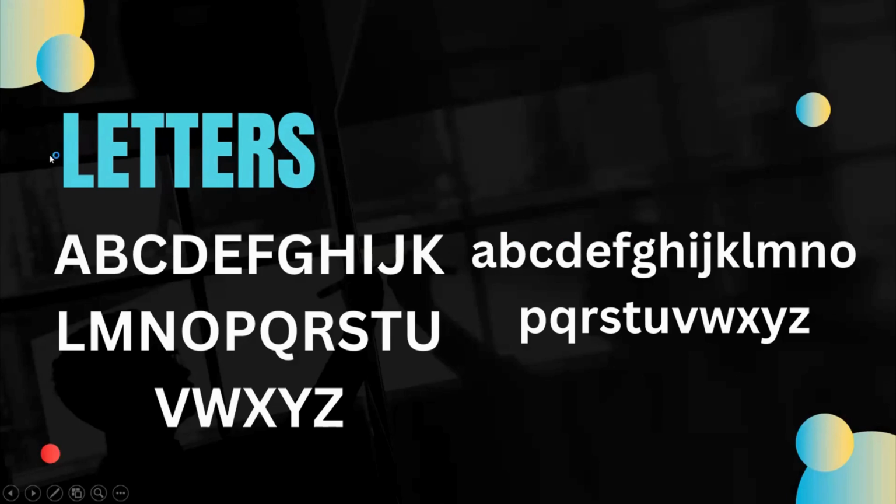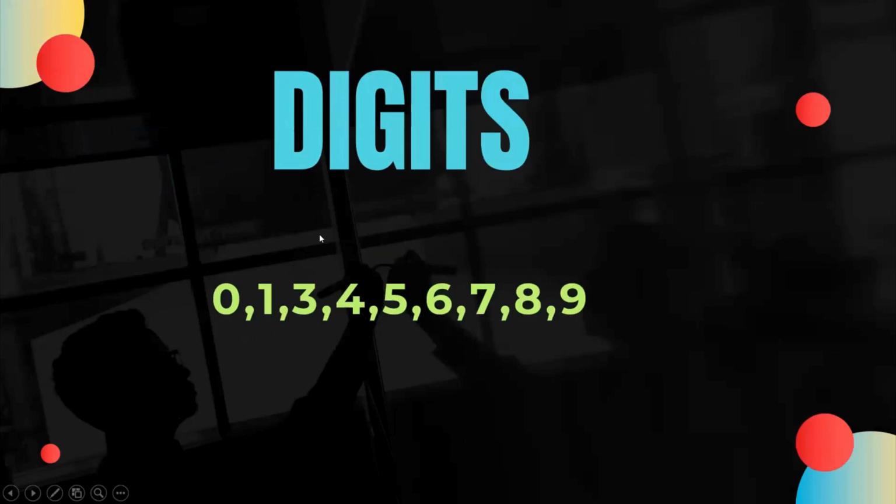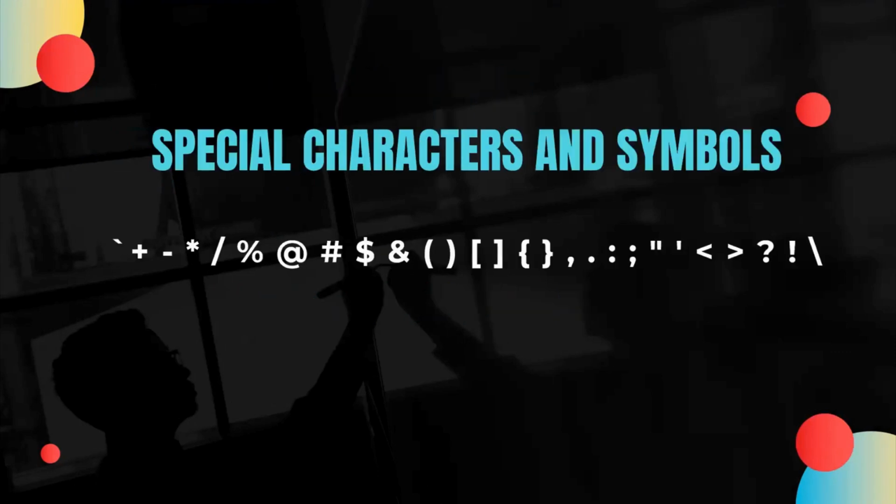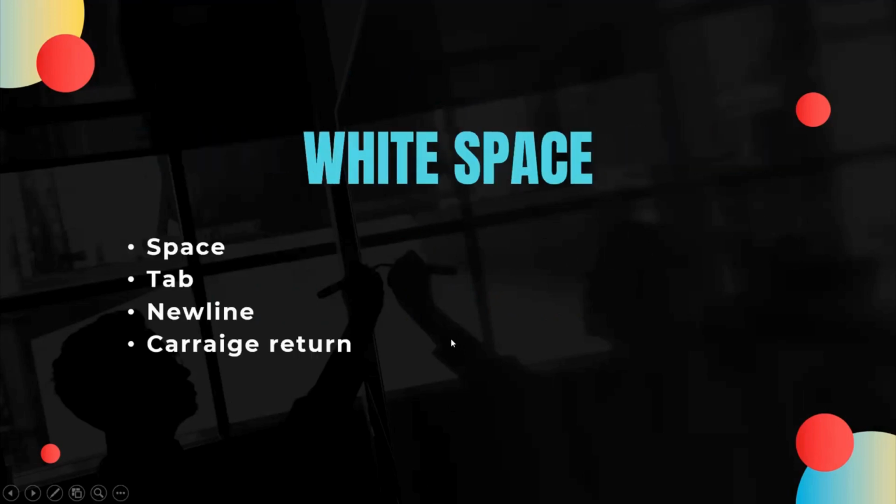Letters: the Python programming language accepts both uppercase and lowercase letters. Then we have digits, 0 to 9 digits are acceptable. Then we have special characters and symbols like this. All these are examples of symbols in character sets. Then we have white spaces: space, tab, new line, carriage return.